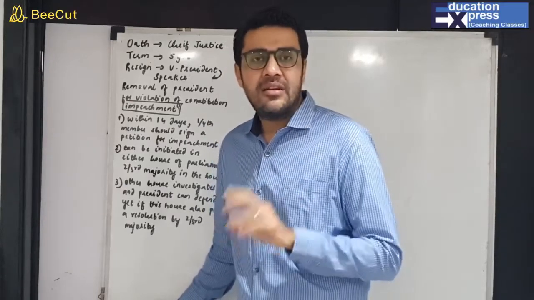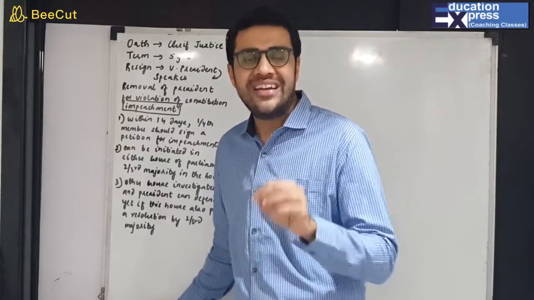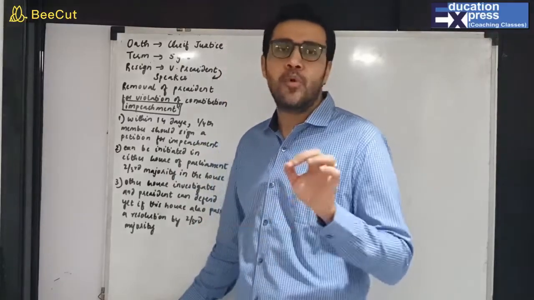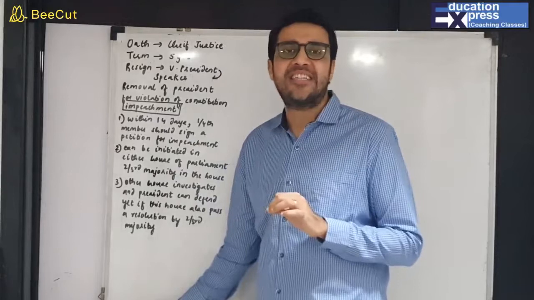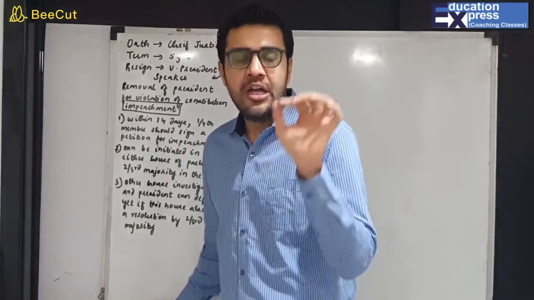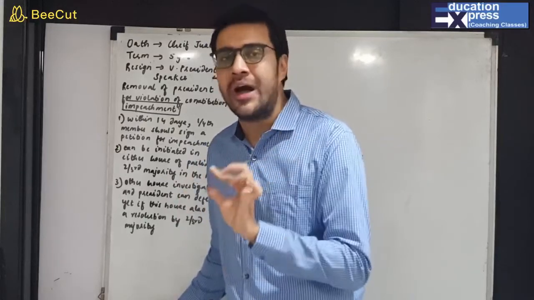Then we had done the electoral college composition. The electoral college indirectly elects the president. The composition is, it includes both the houses of the parliament and state legislative assemblies and union territories of Delhi and Puducherry. However, nominated members are not included in it. That is the answer.